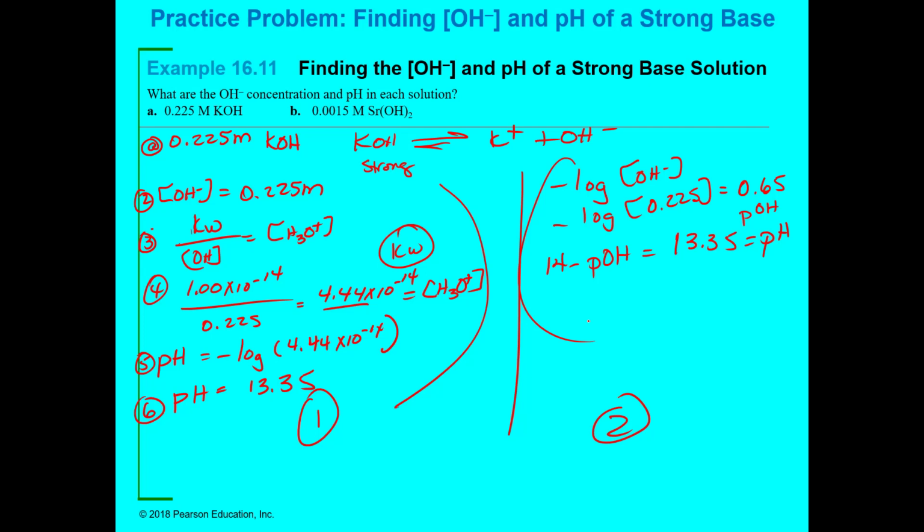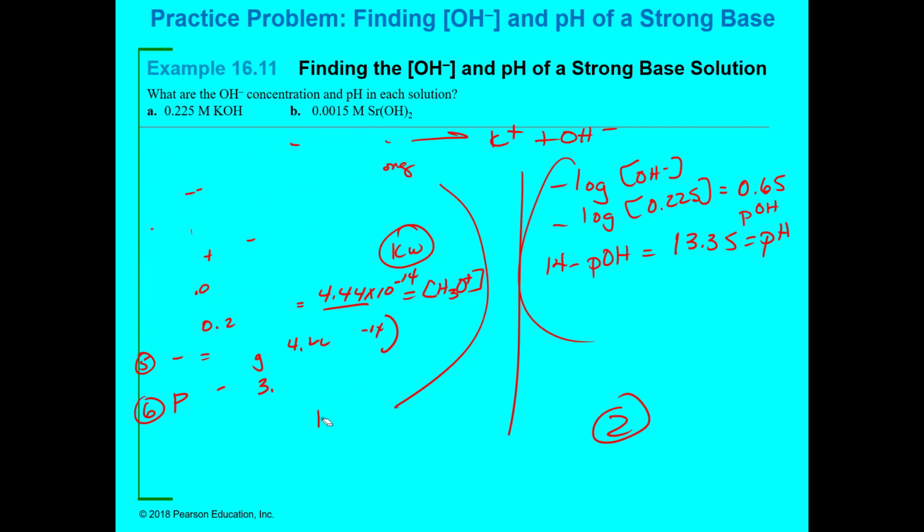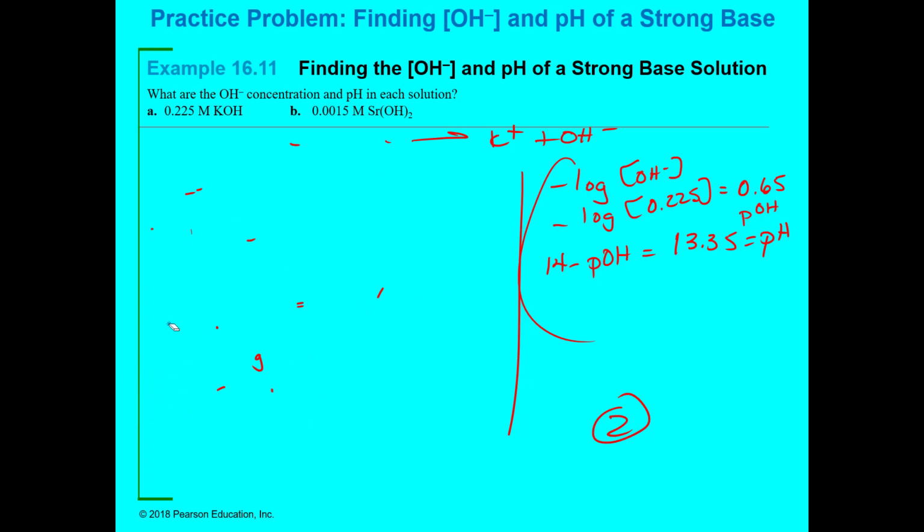The second example, I'm going to erase this so I can have room to do the second one, okay? So if I erased it before you wrote it down, you can go back and get it, okay? All right, so in this one, we're doing strontium, which has got two OHs. And it's also strong because it's in group 1A or 2A, to give you strontium 2 plus and 2 OH minuses.